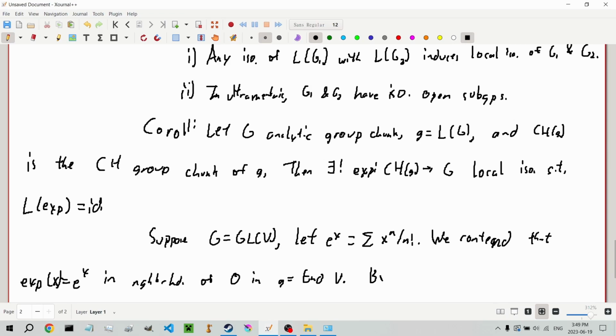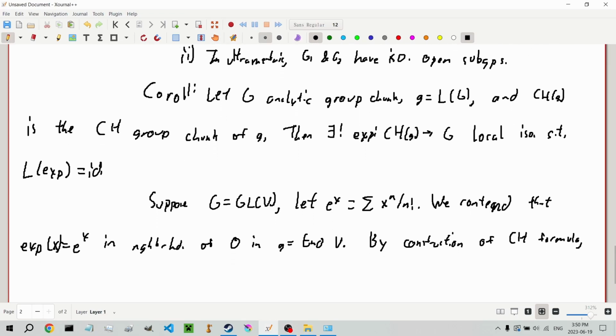Well, we know by the construction of the Campbell-Hausdorff formula that e^x defines a local isomorphism.